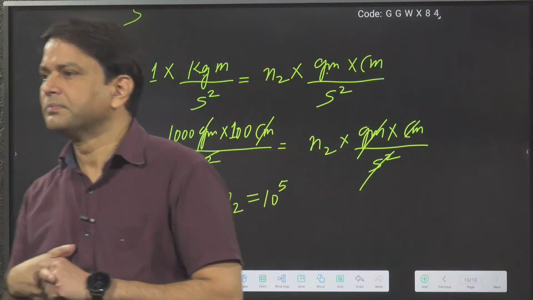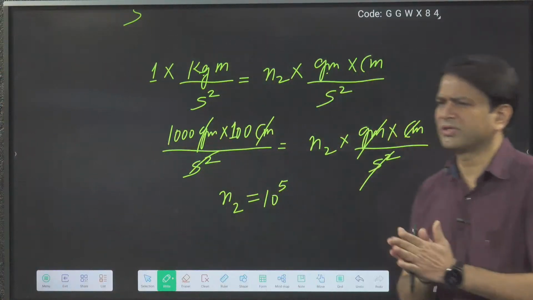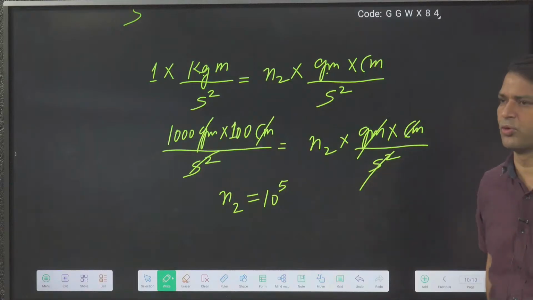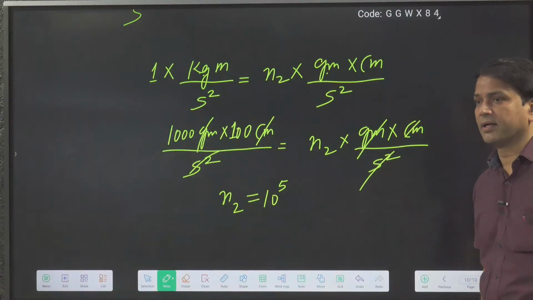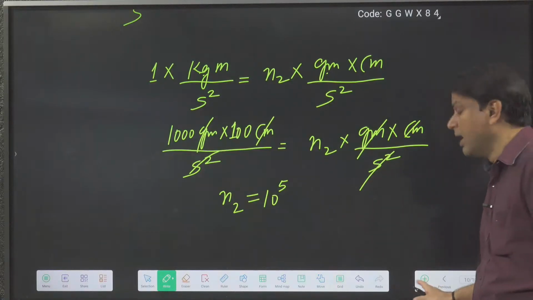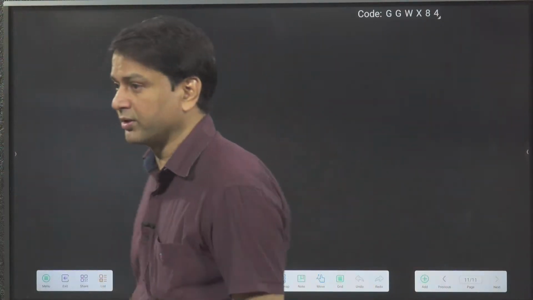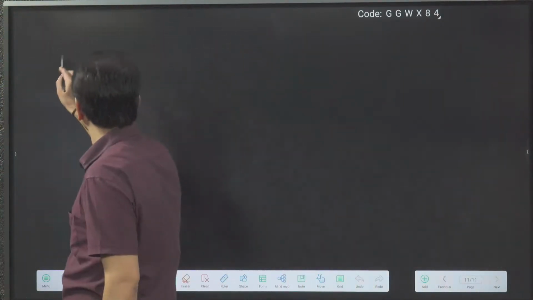Completed. So this is the simplest, going directly from the MKS system to the CGS system. Sometimes they will use a hypothetical system of units. So one question I am giving.